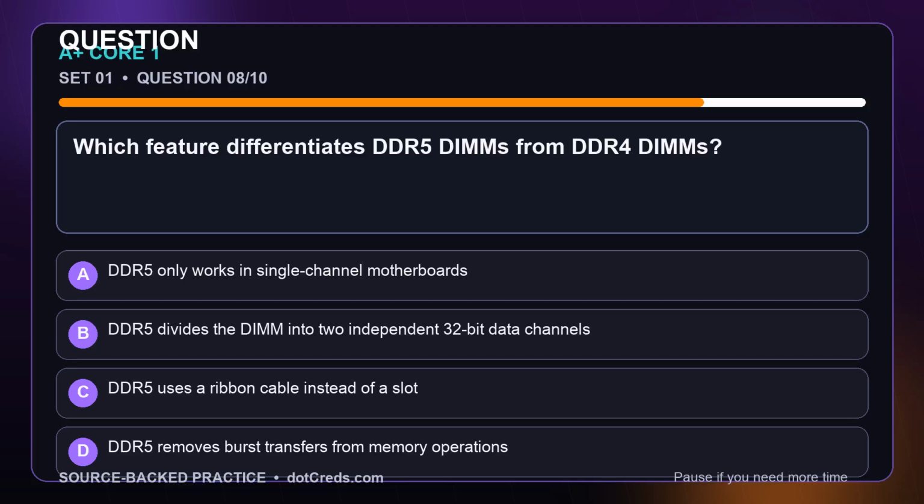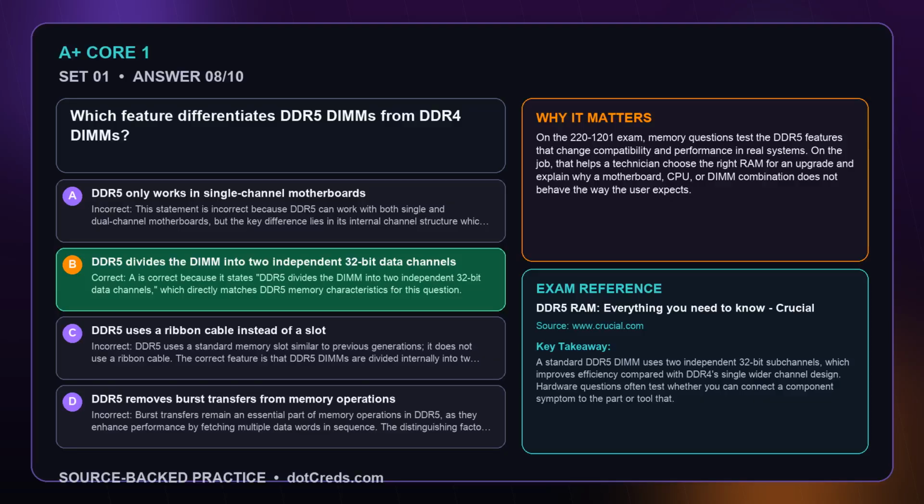Lock your answer now. Question 8 answer. B. DDR5 divides the DIMM into two independent 32-bit data channels. A standard DDR5 DIMM uses two independent 32-bit subchannels, which improves efficiency compared with DDR4's single wider channel design. Hardware questions often test whether you can connect a component symptom to the part or tool that resolves it.